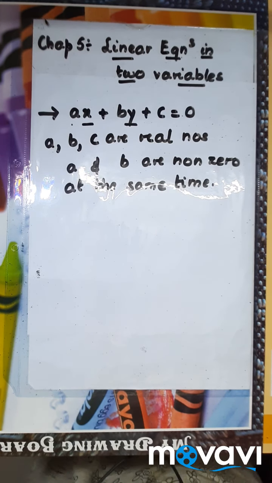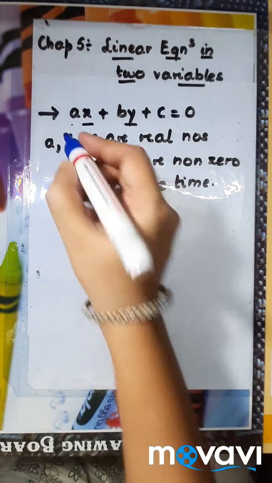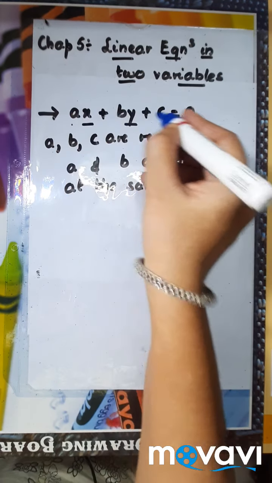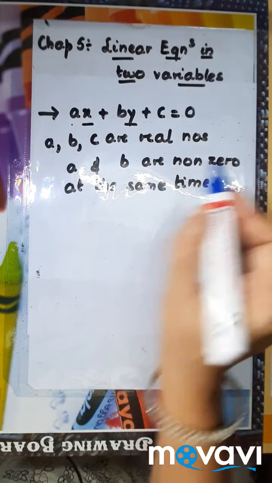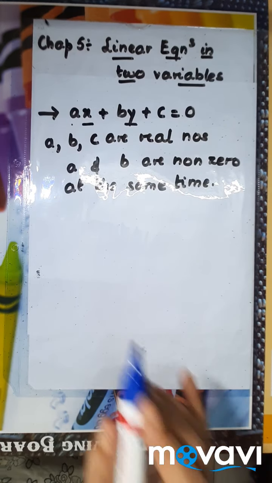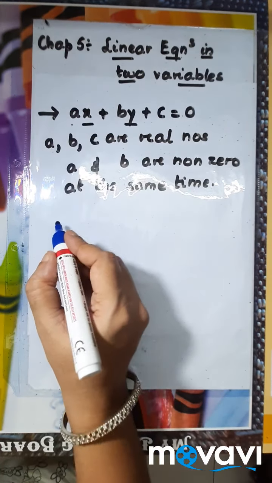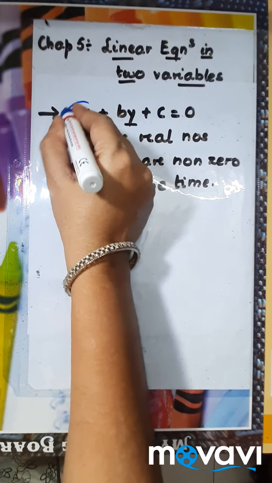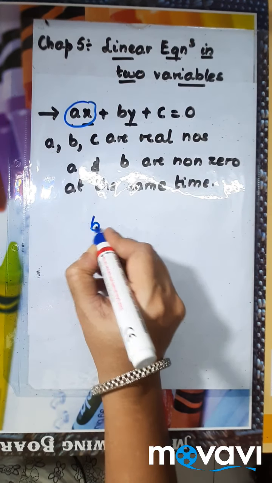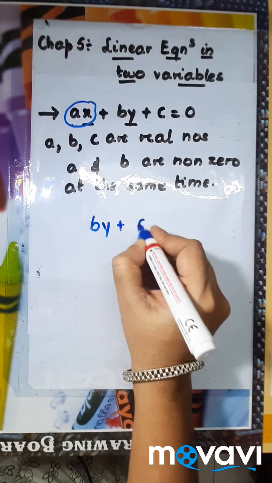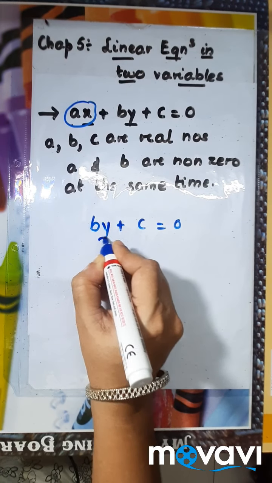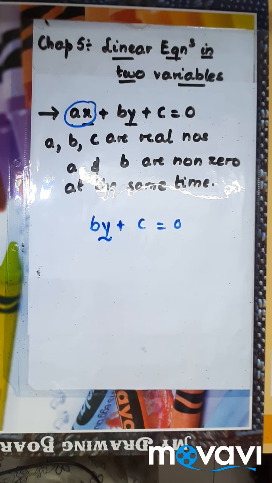Correct? So a, b and c are supposed to be real numbers. But a and b are non-zero at the same time. They both have to be non-zero, because if a becomes 0, then this x term gets eliminated. So then you will just get by plus c equal to 0. So how many variables does this become? Only one variable.